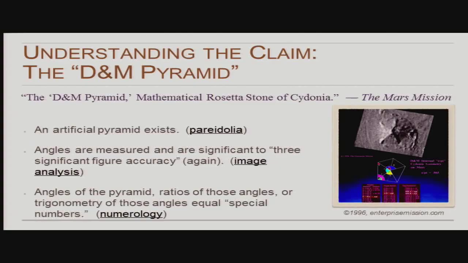There's a feature called the D&M Pyramid, named for Vince DiPietro and Greg Molenaar, who were some of the Face on Mars researchers in the 1980s. It's been termed the mathematical Rosetta Stone of Cydonia because all of the angles and all of the ratios and all of the trigonometry, all of these small numbers find themselves in, interestingly, the D&M Pyramid. So it can be used to read the mathematics of the broader Cydonia region. And because they really start with the D&M Pyramid, I'm going to start with an analysis of that.